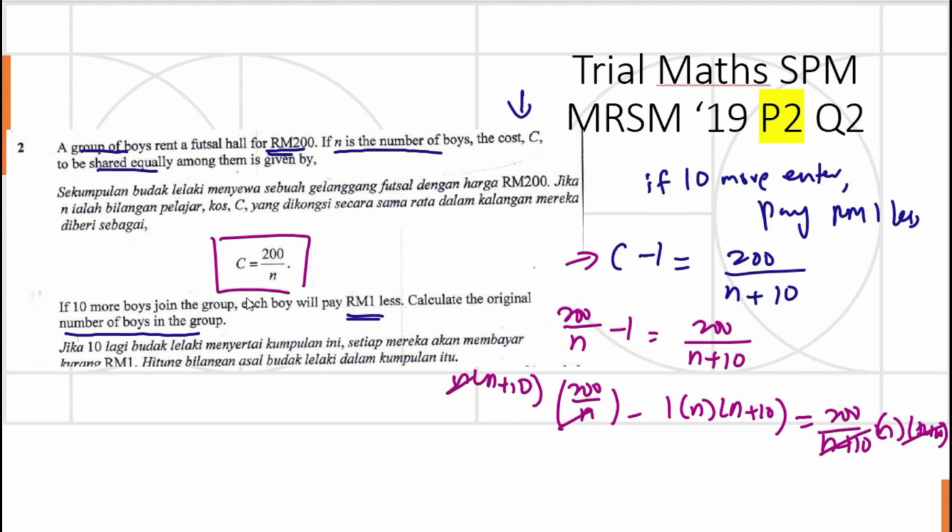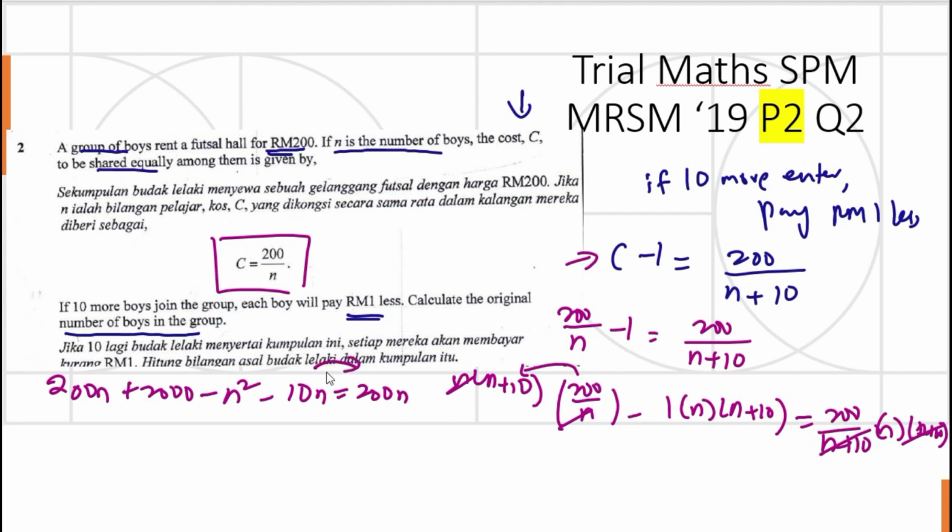So we have 200 times 10, which is plus 2000. So here we have n times n. n times n is n square. Negative 1 times n square is minus n square. And here negative 1 times 10n is minus 10n, which is equal to 200n.